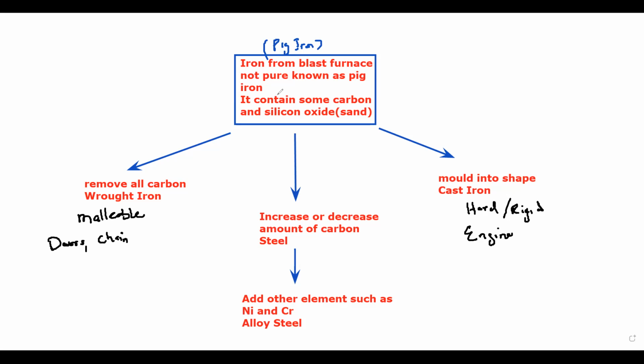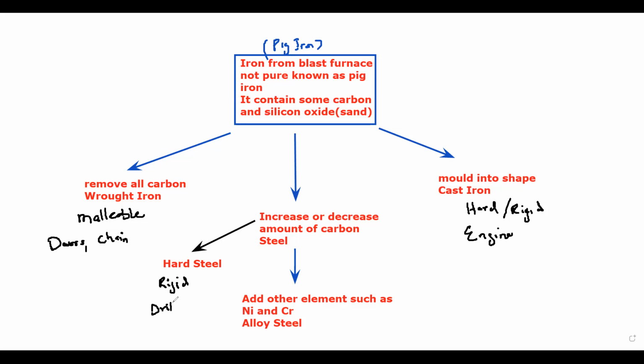Then we can increase or decrease the amount of the carbon. For example, if we increase the amount of the carbon, then it will become a hard steel. And what is the use of the hard steel? Hard steel is also rigid, and rigid means it does not change its shape easily. So it can be used for drills.